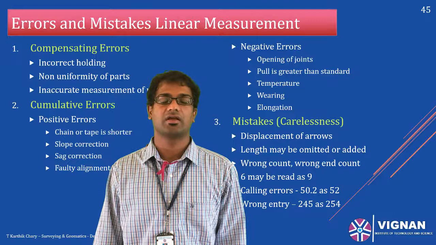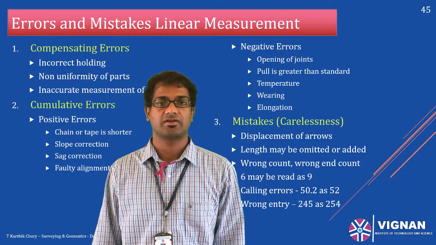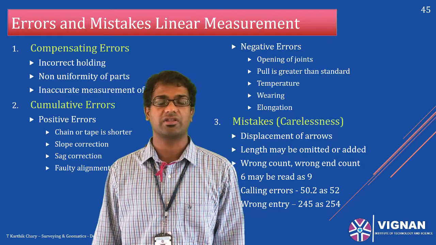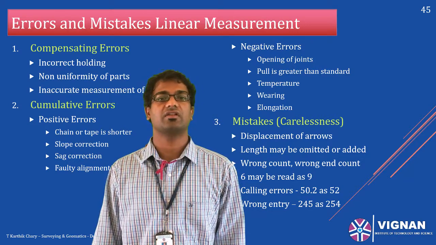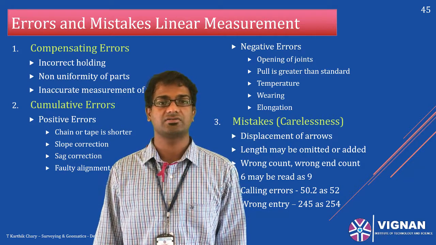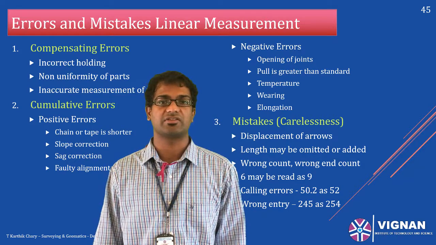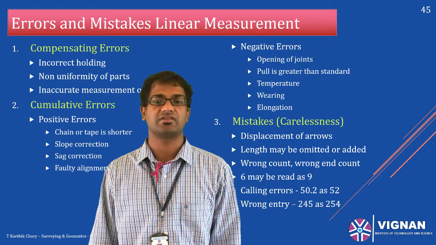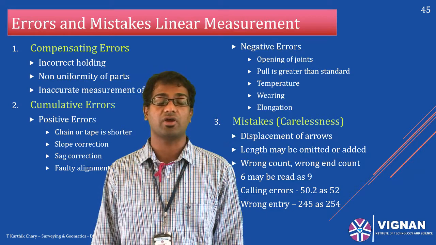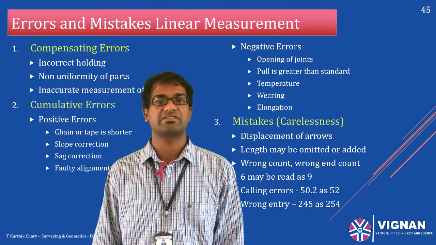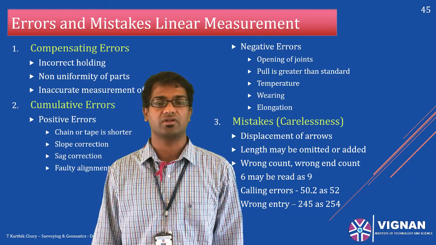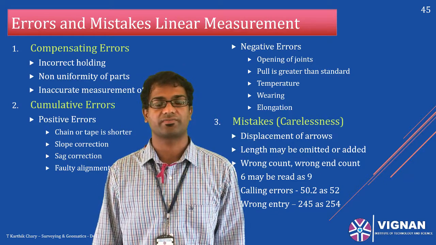Hello students, in the previous classes we have learned the errors which are involved in chain survey. We will recap what we have discussed. Errors are of three types: compensative errors, cumulative errors, and mistakes. Mistakes are completely avoidable, whereas compensative errors and cumulative errors are unavoidable. These need to be corrected.